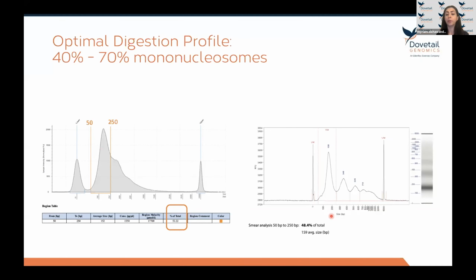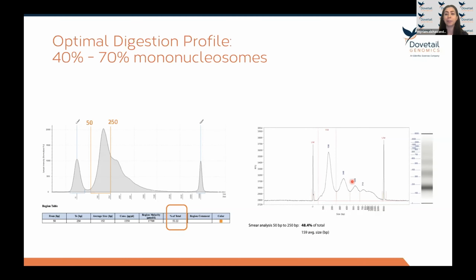Here is an example of a digestion profile analyzed with a Fragment Analyzer. Again, here are the mononucleosomes, dinucleosomes, and trinucleosomes, and based on the smear analysis, the mononucleosomes account for 48.4%, meaning these two profiles pass the QC.